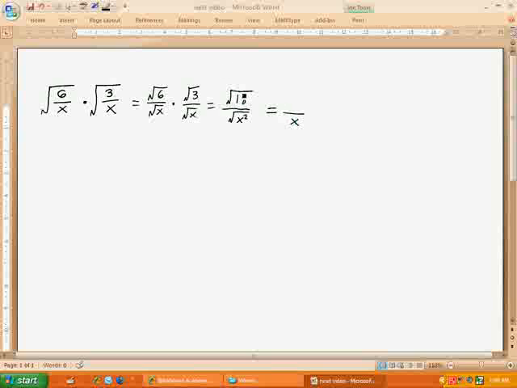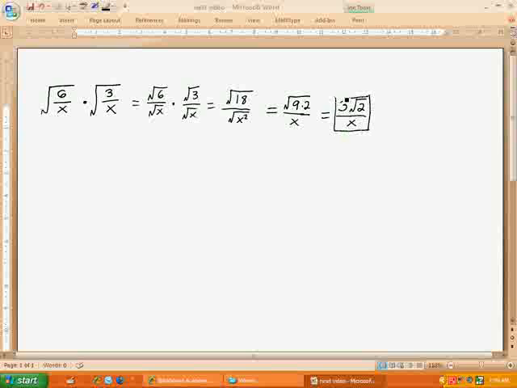The square root of 18 is the square root of 9 times 2, right? And so either I can do that, and I'm going to do it this way first. I'm going to write the square root of 9 times 2, which then I can rewrite as, because I can take the square root of 9, the square root of 9 is 3. I didn't take the square root of 2, so it needs to stay inside, over x.